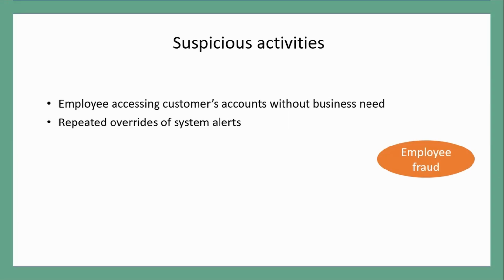If an employee is repeatedly overriding system alerts, that is suspicious. Because if an employee unknowingly does something he should not be doing, and there is a system alert, a normal employee will read that warning and not proceed with that activity. But a bank employee who is supporting fraud already knows he is doing something wrong, and he will override that warning.